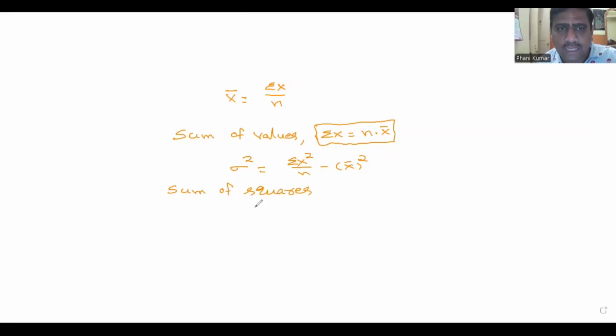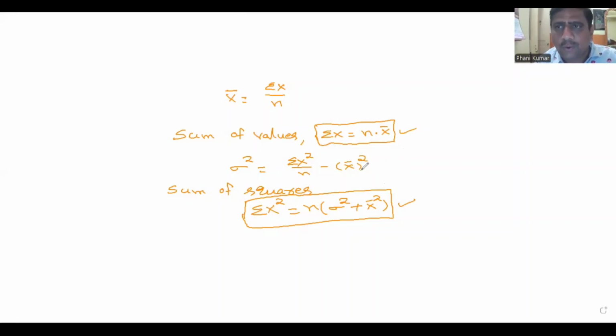Now, the sum of squares can be computed by using the formula summation x square equal to n into sigma square, that is variance, plus x bar square, mean square. So for calculating the sum of squares without knowing the values, whenever mean, number of values and variance are known, this is the formula: summation x square equal to n into sigma square plus x bar square. Similarly, for the sum of the values, summation x equal to n into x bar. These are two very important formulas.